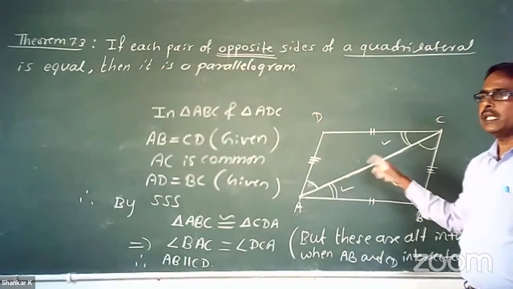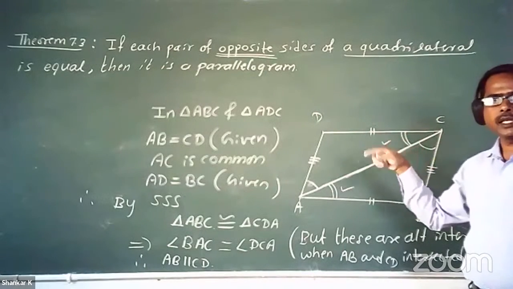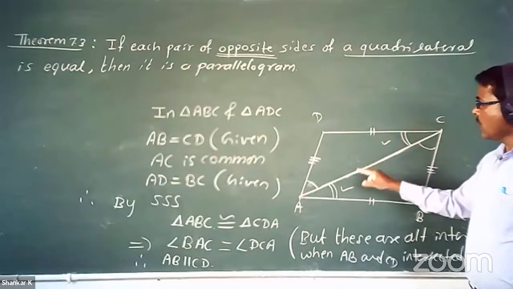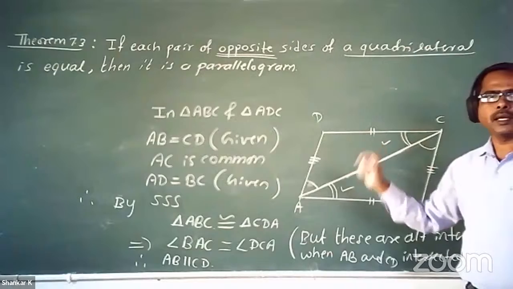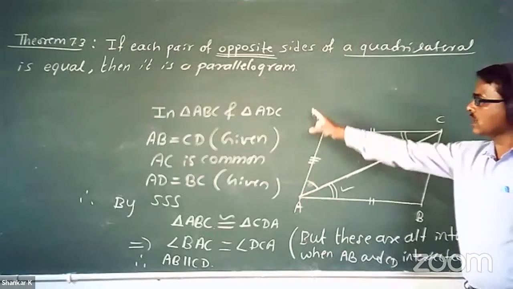Let ABCD be a quadrilateral. Then draw a diagonal AC. And then, what to prove? To prove quadrilateral ABCD is a parallelogram. Okay. Then writing. These are the important steps.